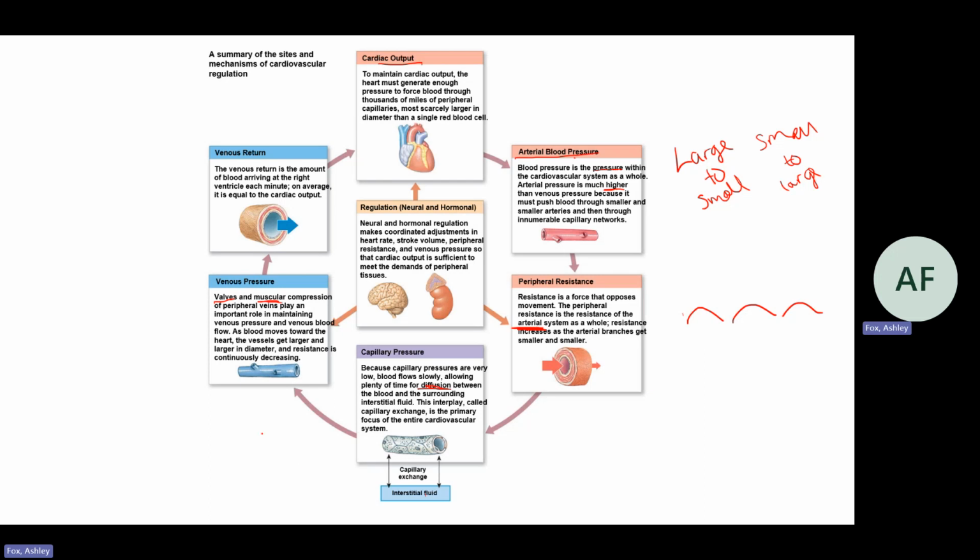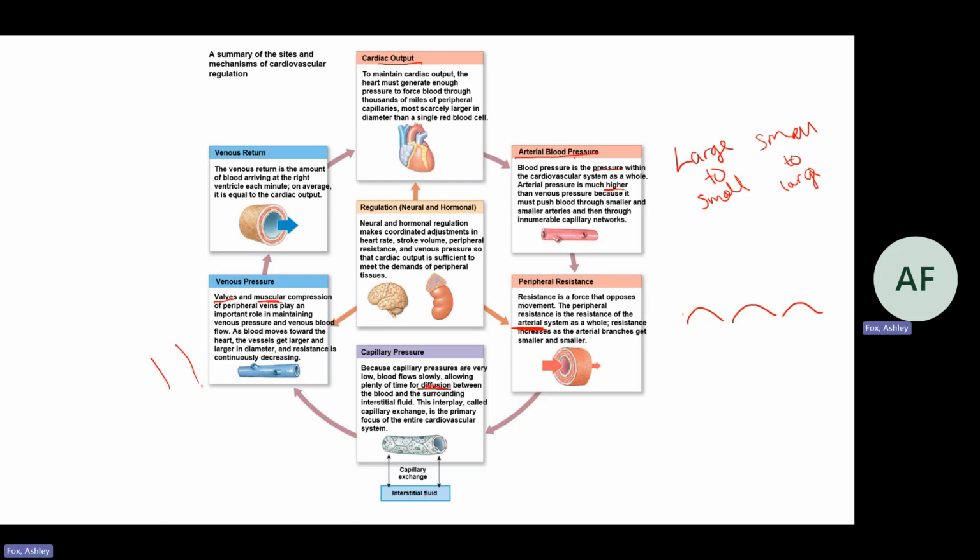So you've gone a long distance. The heart can only pump so hard, so you have to depend on other mechanisms. The valves and skeletal muscle compression help with pressure and getting venous blood flow back towards the heart. And then you're decreasing resistance as you go. So it's also going to be important with those valves and muscular compression to help maintain the pressure.